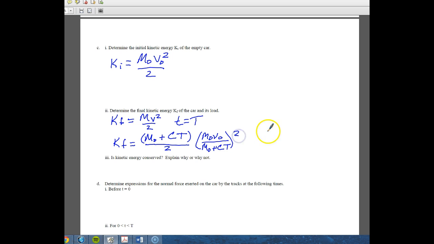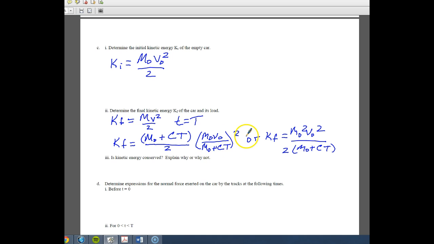And we can square it. If you want to, you could also then go ahead here and rearrange some things, and you could say this is Kf is equal to m0 squared times v0 squared. We just went through and did that. We also can cross off this m0 plus CT, and then we divide that by 2 times m0 plus CT. And by crossing off this CT, notice that we still have an m0 plus CT on the bottom because of the square.